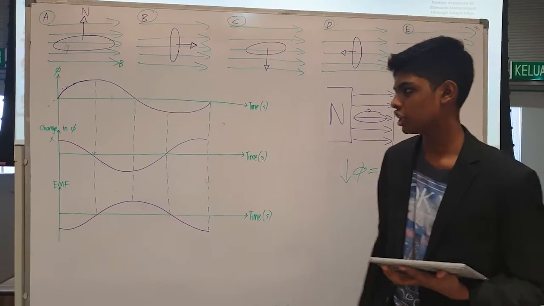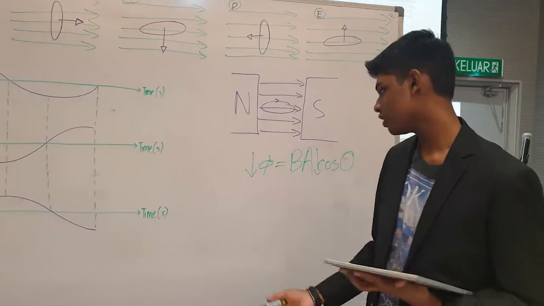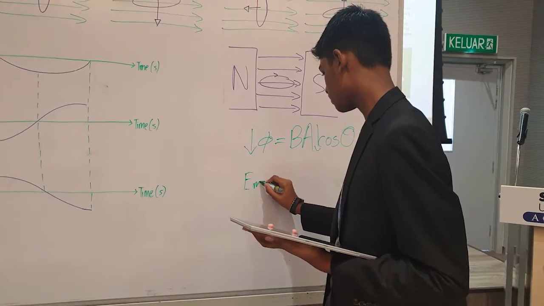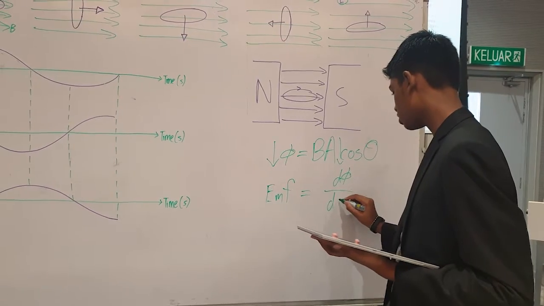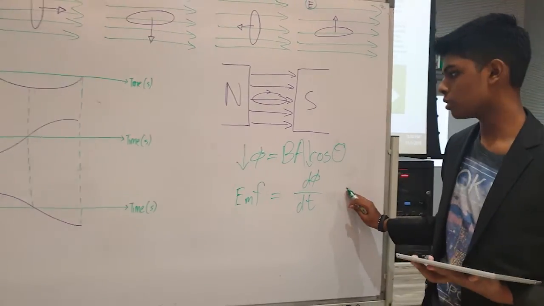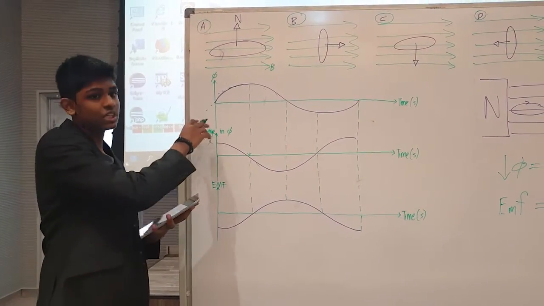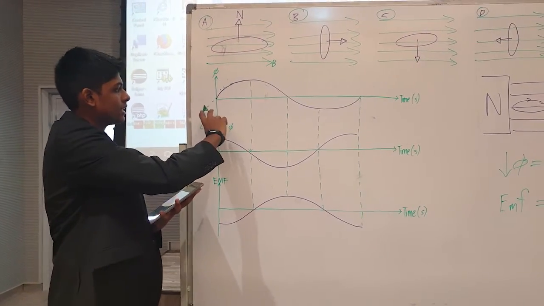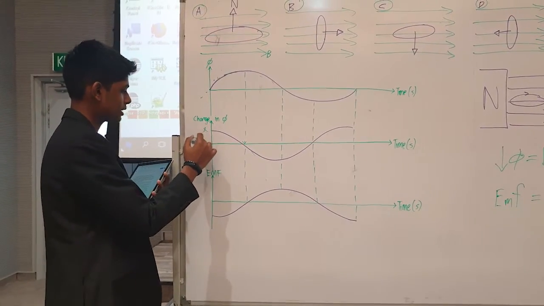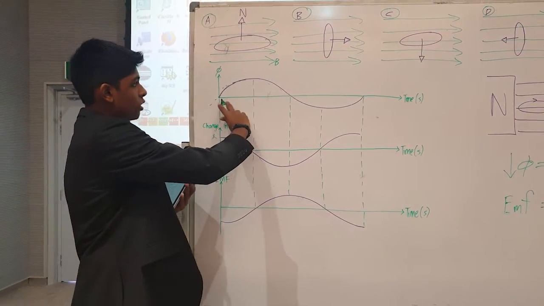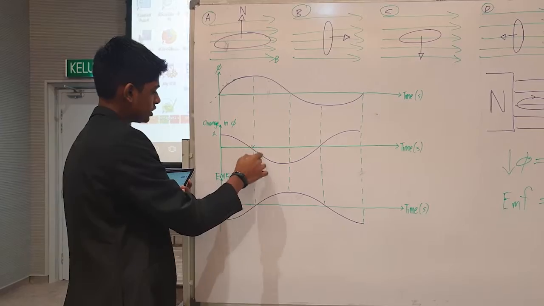Next, I'm going to talk about a change in flux over time graph. And for this graph to work, we will need Faraday's law's formula, which is EMF equal to the change of flux over the change of time. This is also the gradient of the flux over time graph. So, as the flux starts from 0, the gradient is at its maximum positive value. Therefore, the change in flux over time will be at its maximum positive value. As the graph goes up, the gradient will slowly reduce to 0. Therefore, the change in flux will be at its 0 point.